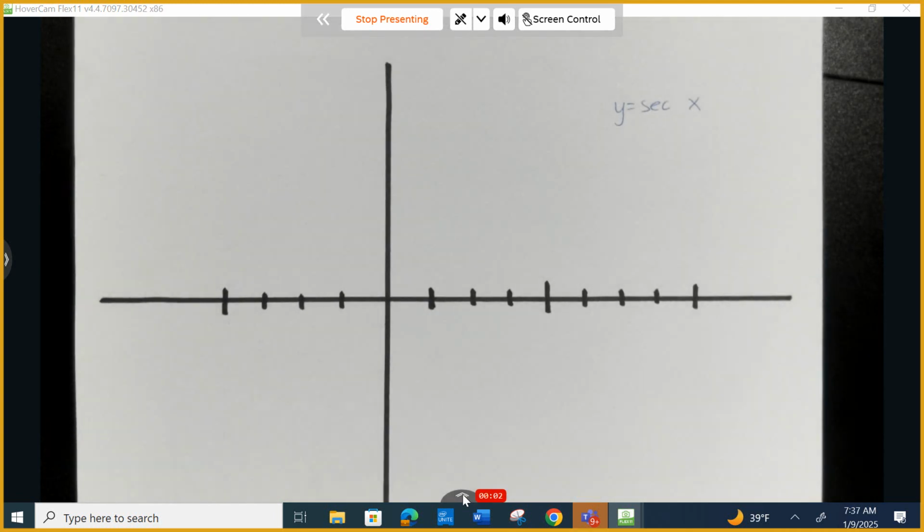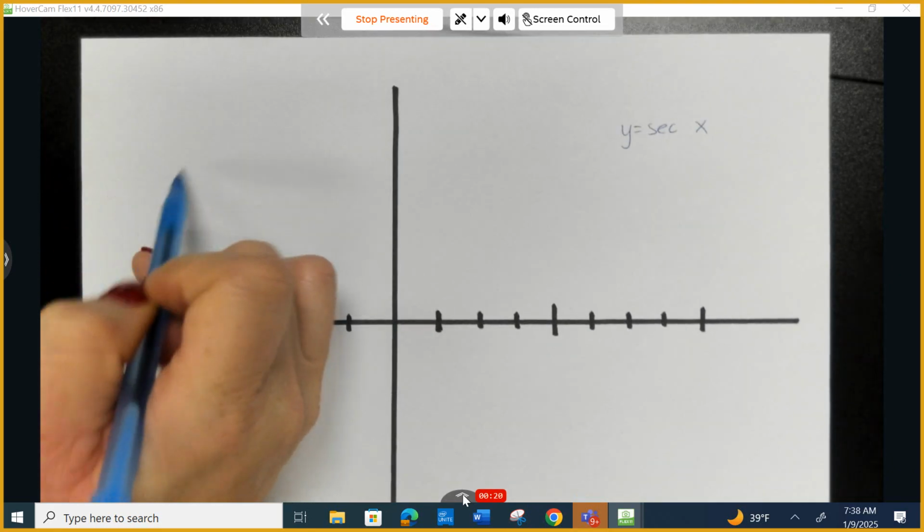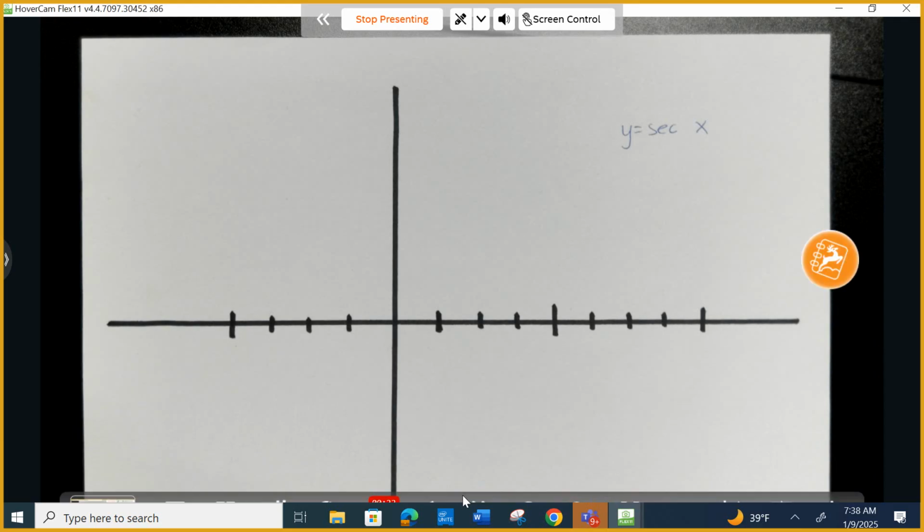Similar to the last one, we're now going to work with our secondary trig functions. So primaries are sine, cosine, tangent. The reciprocals, or the secondary trigonometric functions, are going to be cosecant, secant, and cotangent. On the left-hand side, you have 20 seconds to write down everything you know about secant functions.